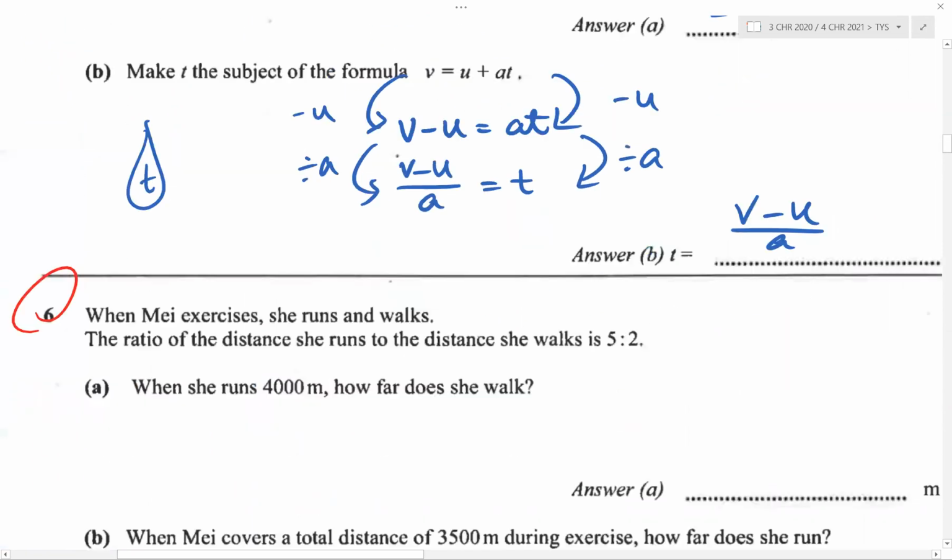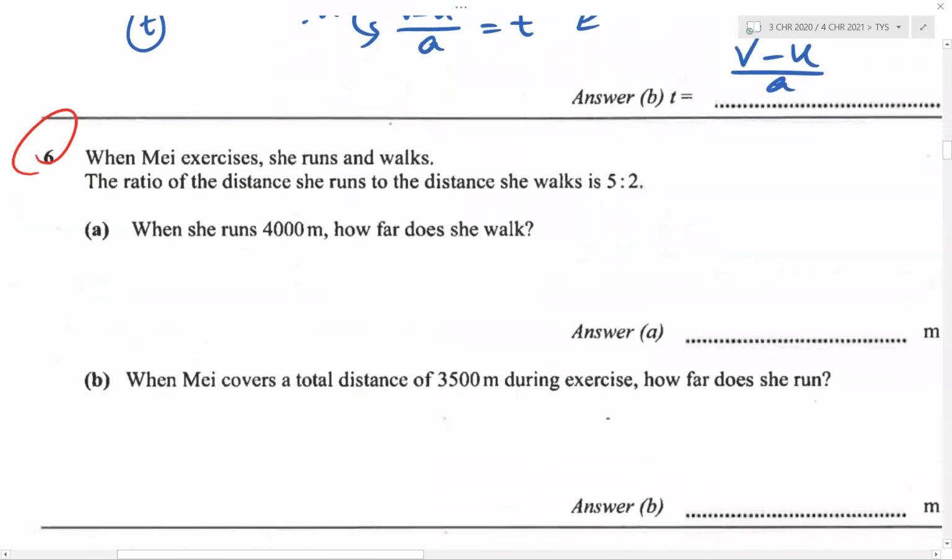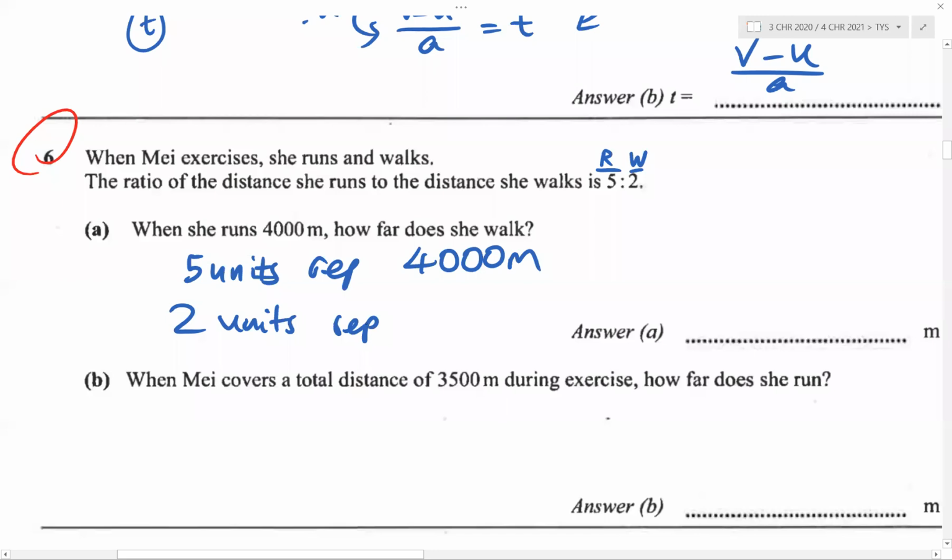Now question 6. Okay, so this person run and walk. The ratio of distance run to distance walk is 5 to 2. Run 4,000 meters, how far does she walk? So run, walk. 5 units represent how much? 4,000 meters. How far does she walk? 2 units represents.